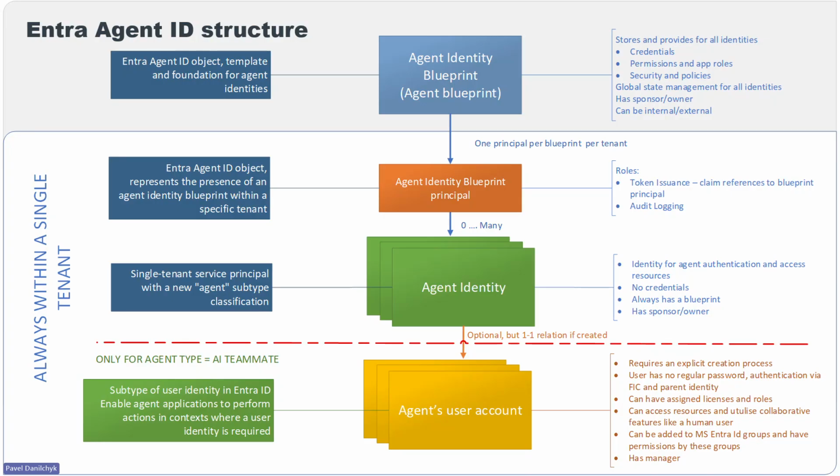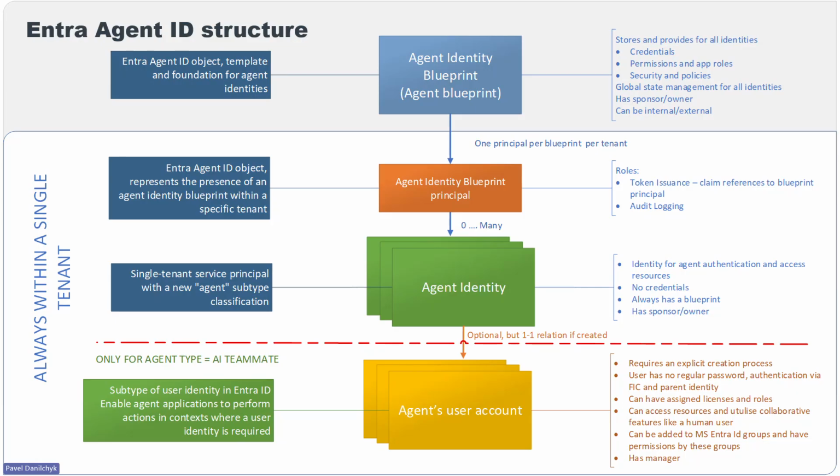One more thing specific only to this object: a blueprint can be internal or external. Internal means we created this blueprint on our tenant and we just use it on our tenant. It's a single tenant blueprint. Also, we can potentially publish our blueprint globally, and in this case, our blueprint will be called multi-tenant. Every blueprint has an associated object, the blueprint principal.